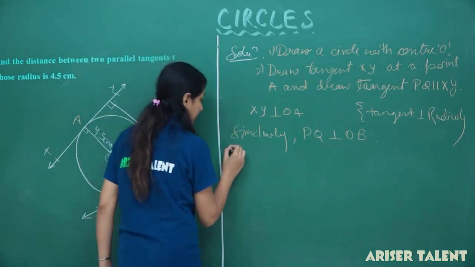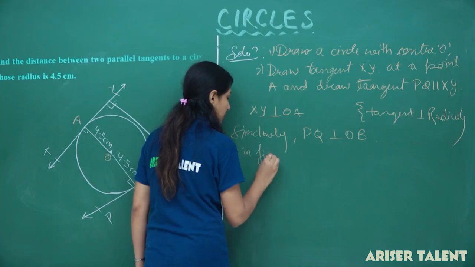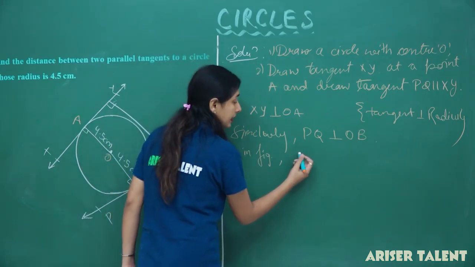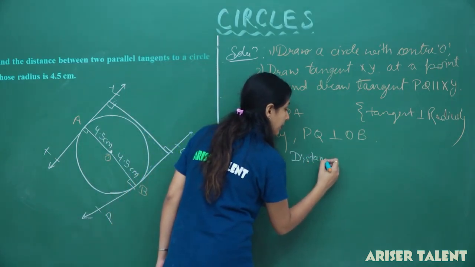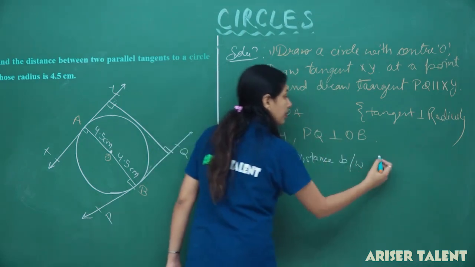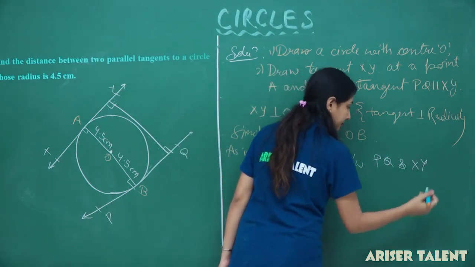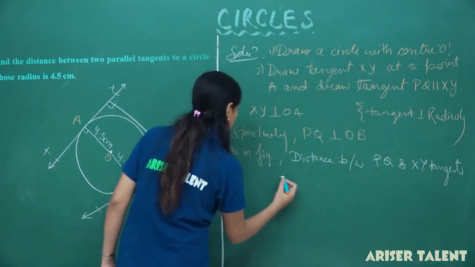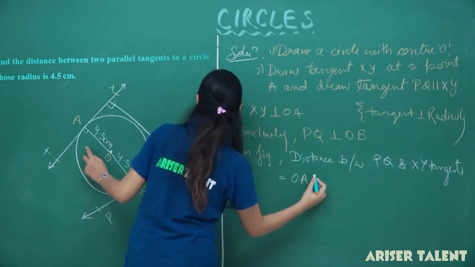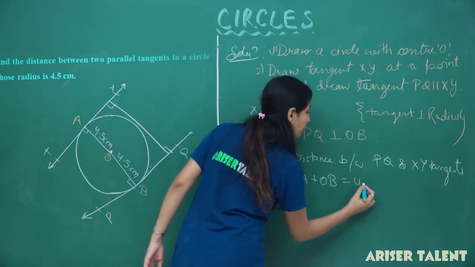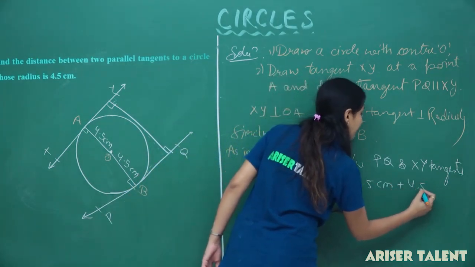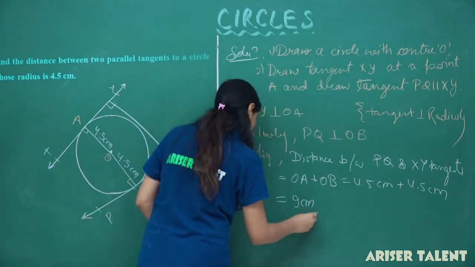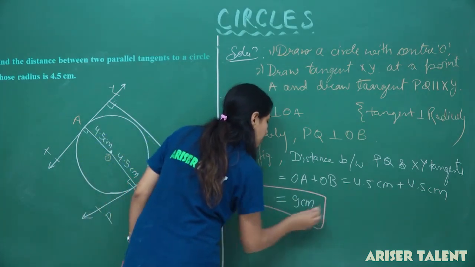So, as in figure, we are having what? The distance between PQ and XY tangents equals OA plus OB, which is what? 4.5 centimeter plus 4.5 centimeter, and that will give you what? Equals 9 centimeter. So this 9 centimeter is nothing but your answer.